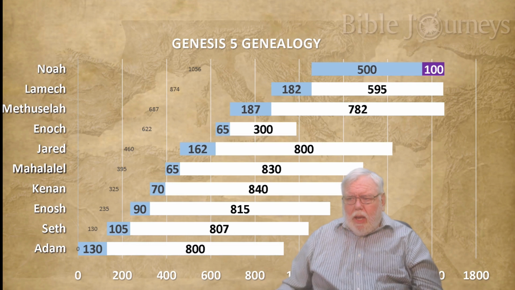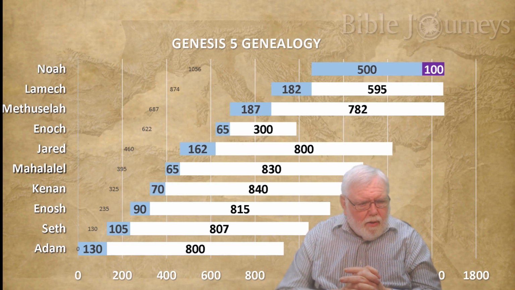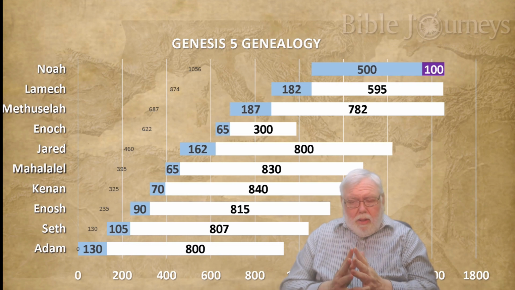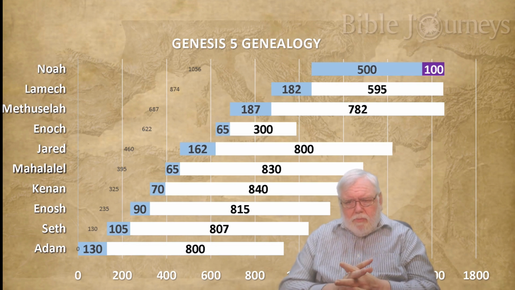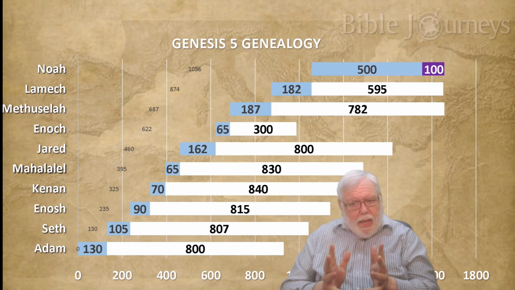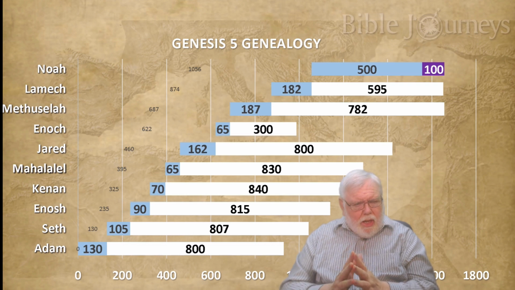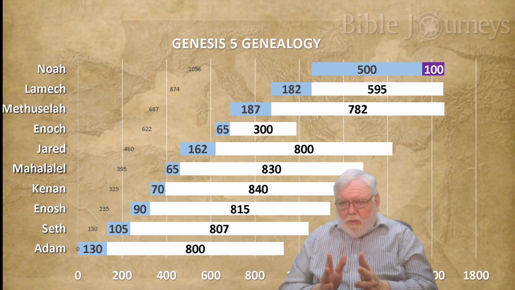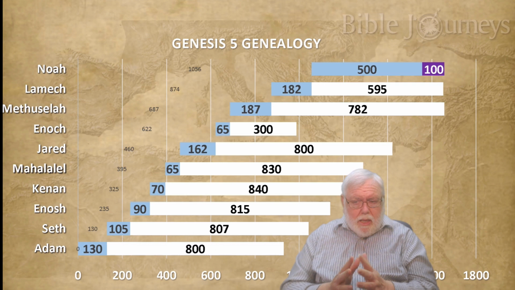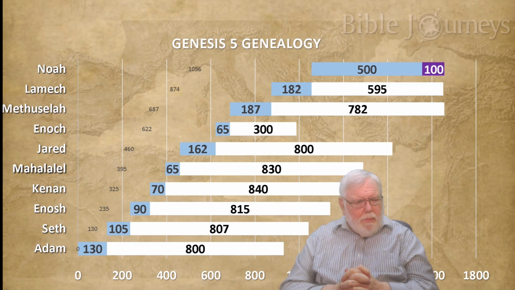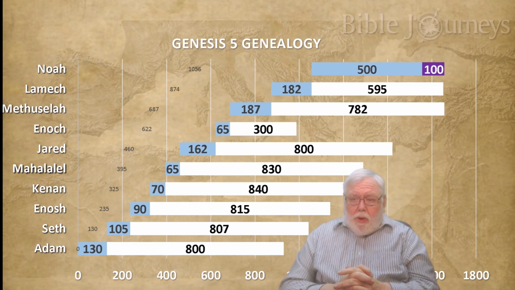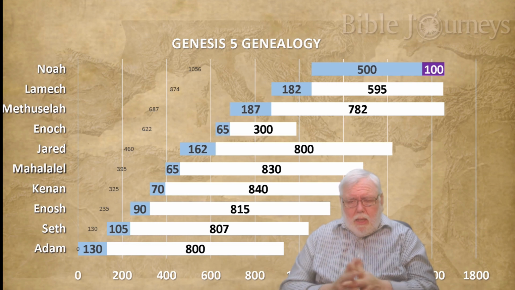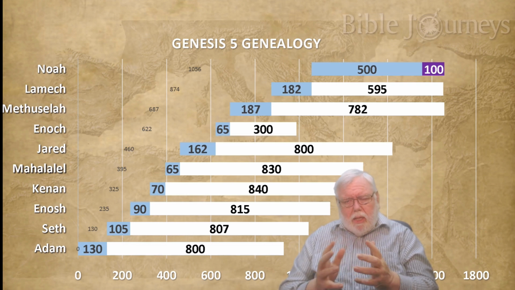And so I've just done a little graph here, a diagram of these ages. The blue says how long they lived until they had their first son, or until they had a son. I shouldn't say first son, as we'll see, that's not that simple. How long until they had the son who's in this lineage, and then how many years they lived afterwards. So Adam, for example, lived 130 years. He begat Seth, as we said, in his image and in his likeness, which is the only one in both these genealogies where that's said. And then he lived 800 more years and had other sons and daughters, and he lived a total of 930 years, and he died, and so forth.